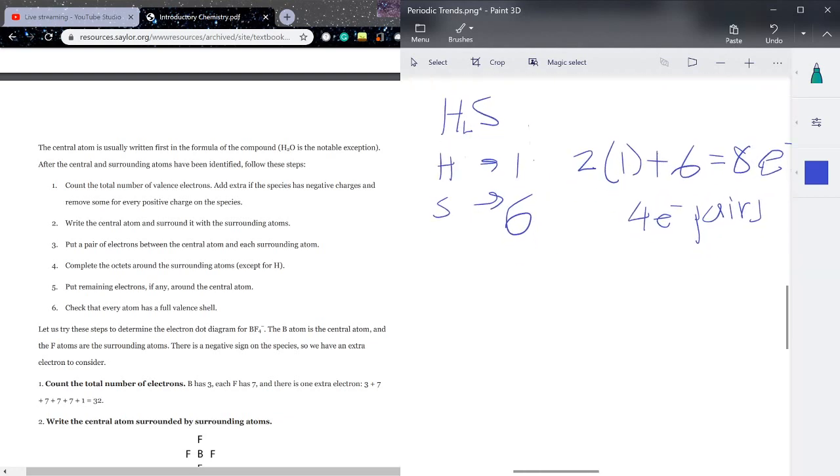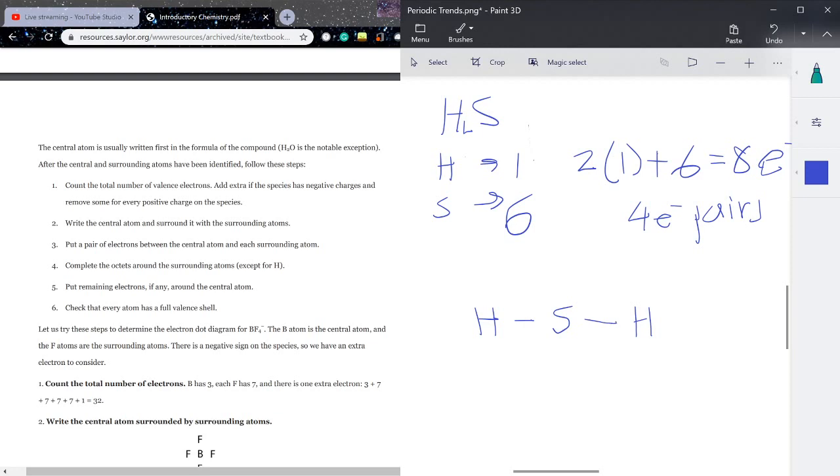So then we say, write the central atom with its surrounding atoms. In this case, we have the same situation as H2O, where the first atom written isn't the central atom, because it can only form one bond. So therefore, the central atom is going to be sulfur. And then H and H are the surrounding atoms. So we have 4 electron pairs we can use, and we know that we need to connect hydrogen with sulfur. So we're just gonna draw a line.